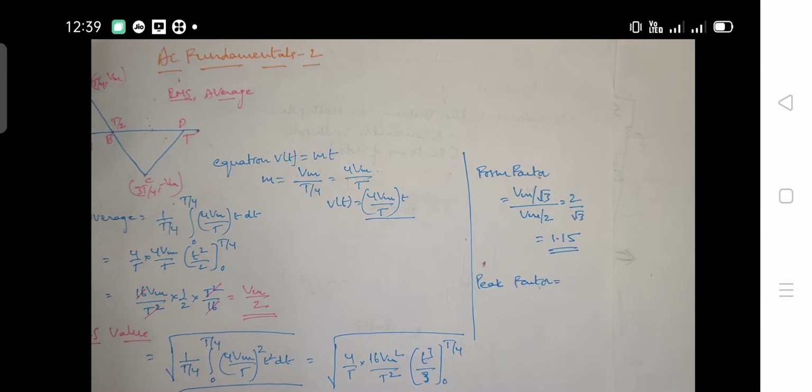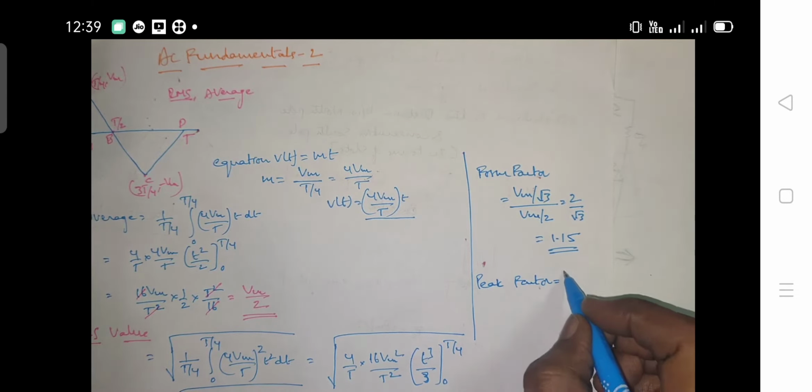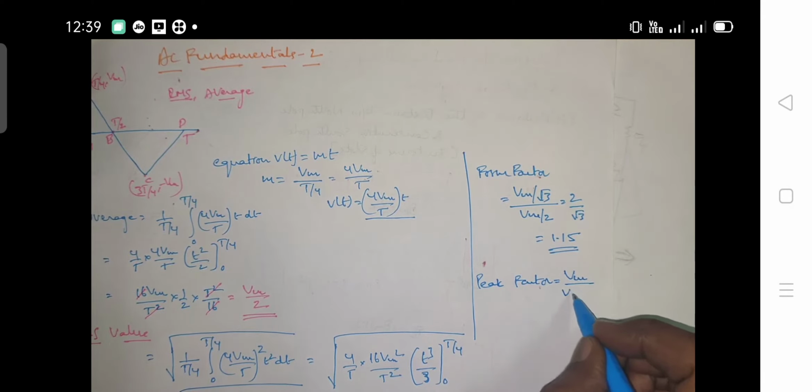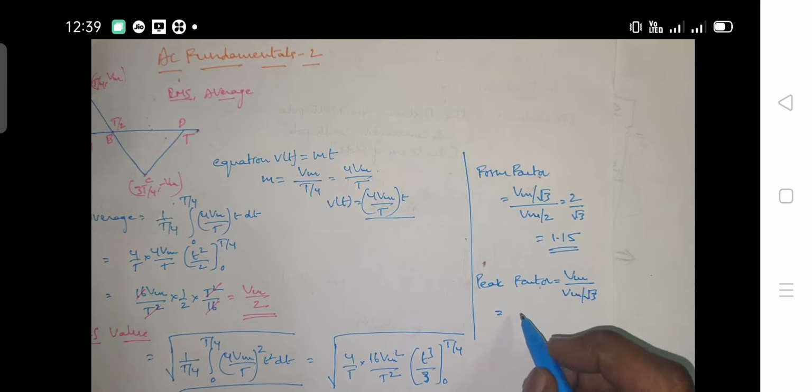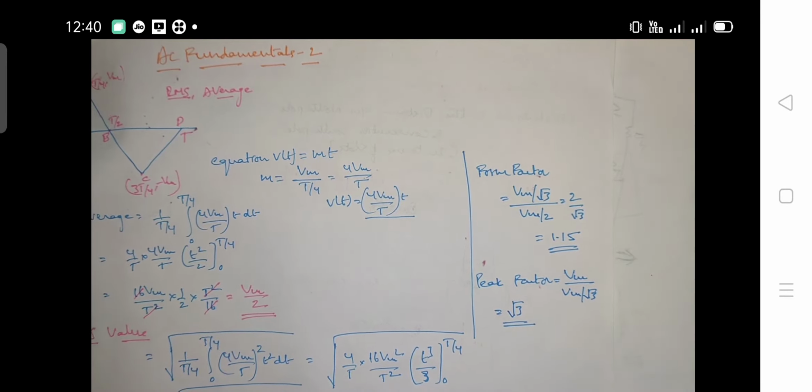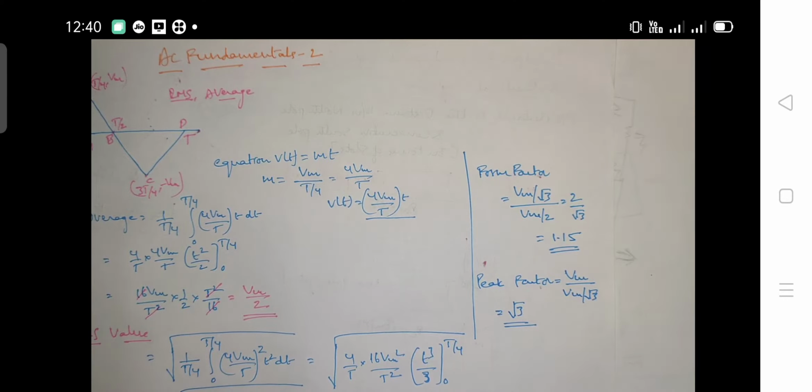Similarly, you can find out the peak factor. It is equal to the maximum value by RMS value. So Vm divided by the RMS value, which is Vm by root 3. So this will give the value equal to root 3 as the peak factor. So that is how we can find out the form factor and peak factor for any given alternating waveform by evaluating just the RMS values and average values. For this, we need to evaluate the equation first over a period of time.